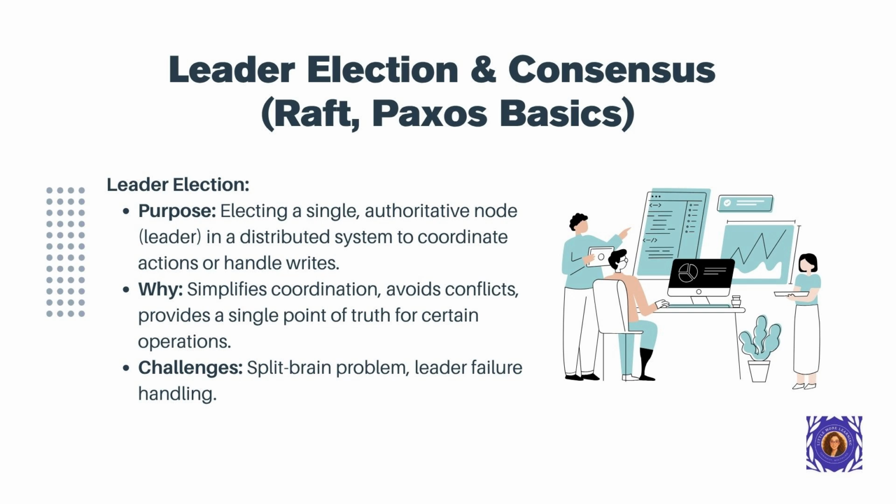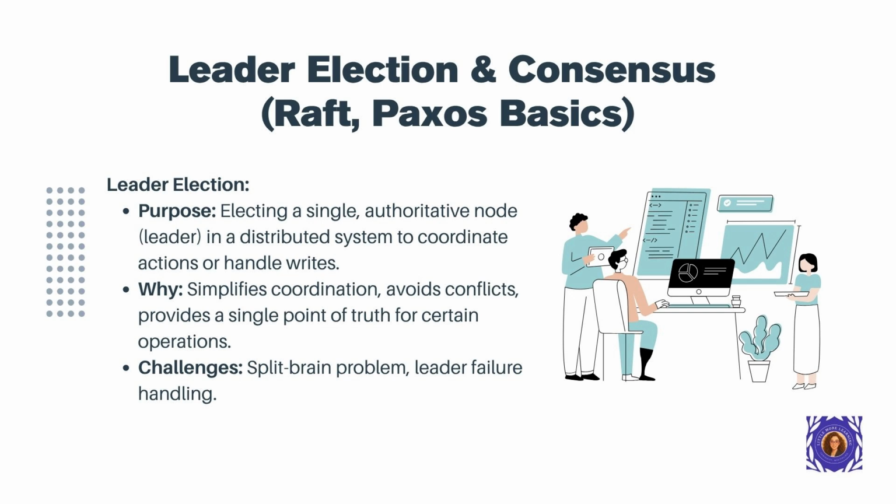The rationale behind having a single leader is primarily to simplify coordination within the system, avoiding potential conflicts that could arise if multiple nodes attempted to perform the same action simultaneously. It provides a clear, single point of truth for certain critical operations.